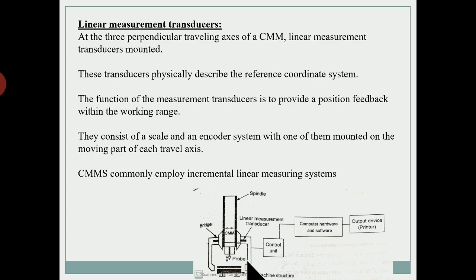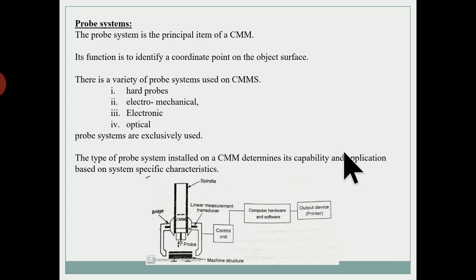The CMM commonly employed incremental linear measuring system. Then the third component is probe system. It is an important component of a CMM. Its function is to identify a coordinate point on the object surface. This probe system is used to identify the coordinate points on the part which is to be measured.